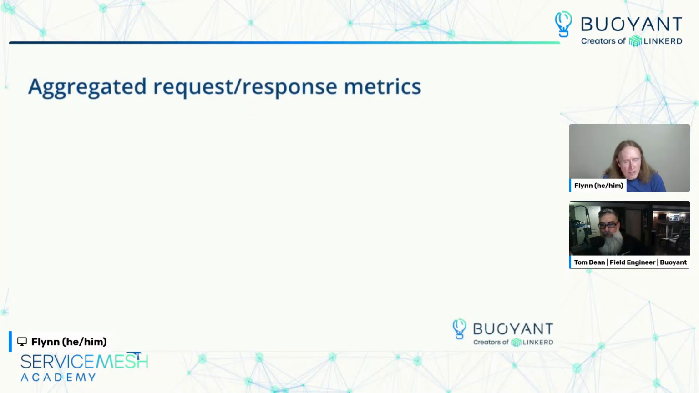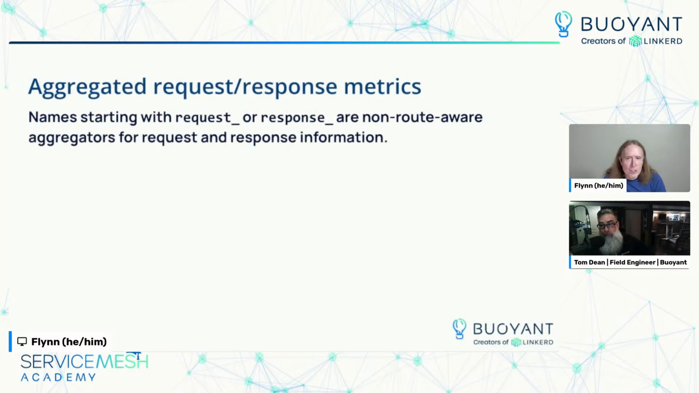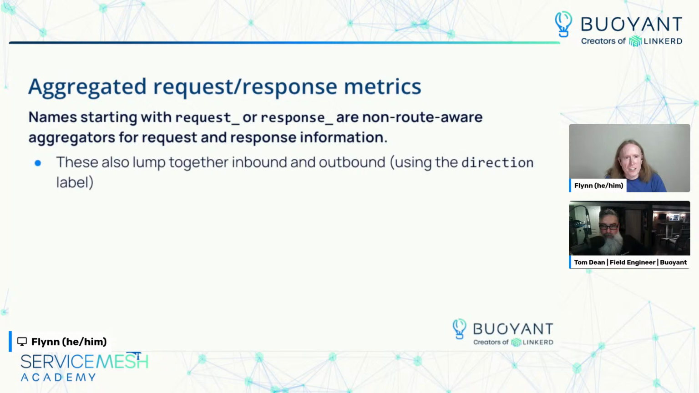We also have names starting with request and response. These are older metrics. They behave differently from the ones that I just described. They are not aware of routes. They're just aggregating a ton of stuff together. But they do use labels in some fascinating ways. Like there's a direction label that will say inbound or outbound. So you can conceivably use this in a single query to see things like, for the face deployment, I want to pull the inbound traffic and the outbound traffic at the same time.